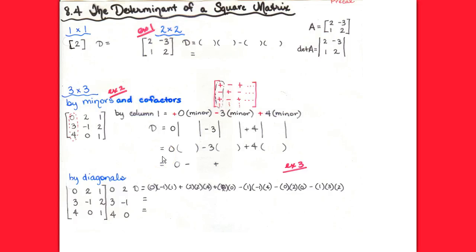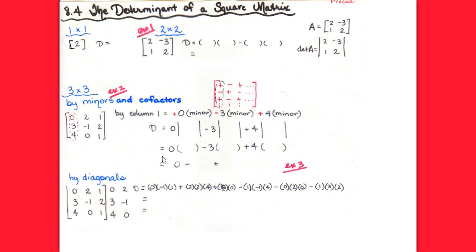All right, so section 8.4, page 591. Section 8.4, 591. We are looking at the determinant of a square matrix. So just like when we were working with inverses, remember we said that you cannot take the inverse of a matrix if it's not square. Same idea with the determinant. You cannot find the determinant of a matrix if it is not square.